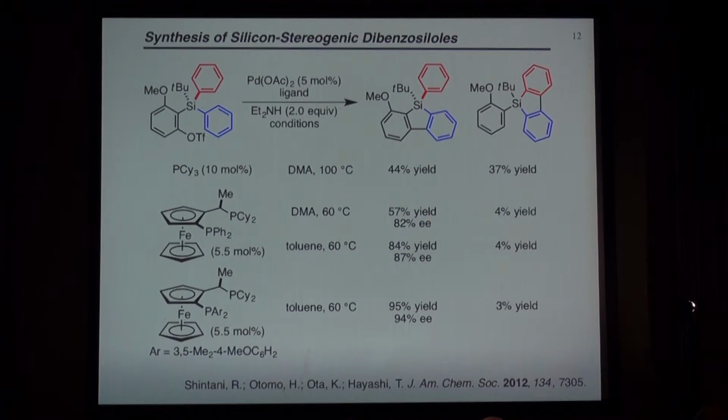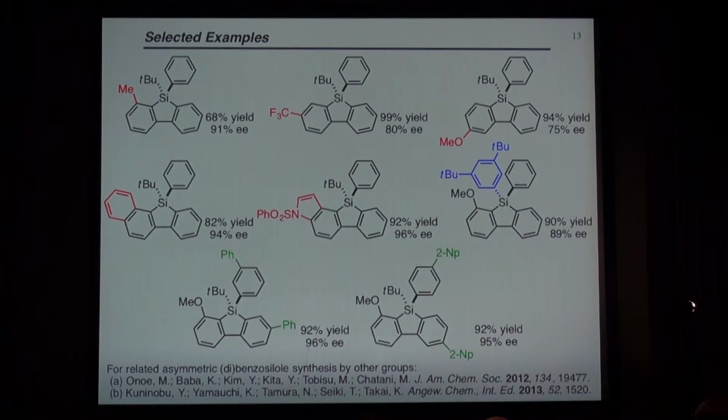We subsequently found that the use of electron-rich bisphosphine ligand was particularly effective for suppressing this undesired formation of achiral dibenzylol, and Josifos was effective for inducing high enantioselectivity of 82% in DMA at 60 degrees. And by changing the solvent from DMA to toluene, further improvement of yield and EE was observed. And by modification of the diphenylphosphino group of this Josifos to substituted diaryl phosphino group, the optimal result was obtained with up to 94% EE. And under these conditions, we could synthesize a variety of different dibenzylols having different substituents, as shown here.